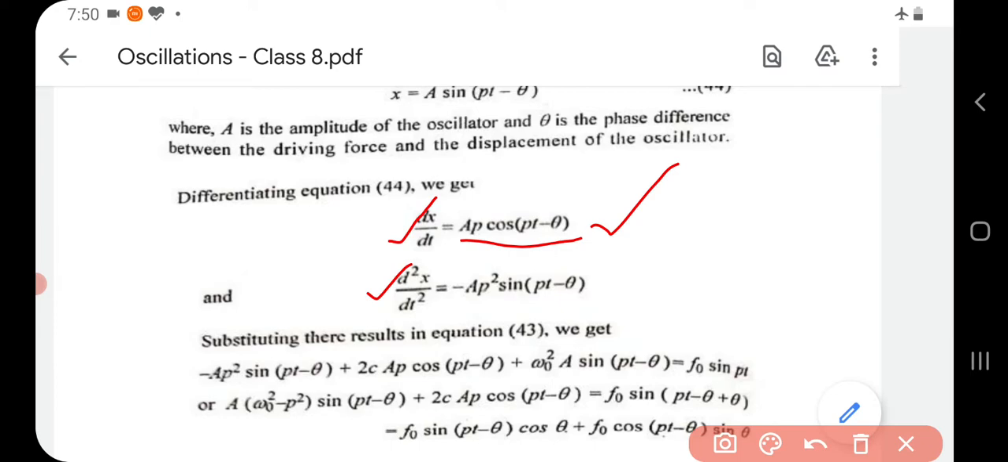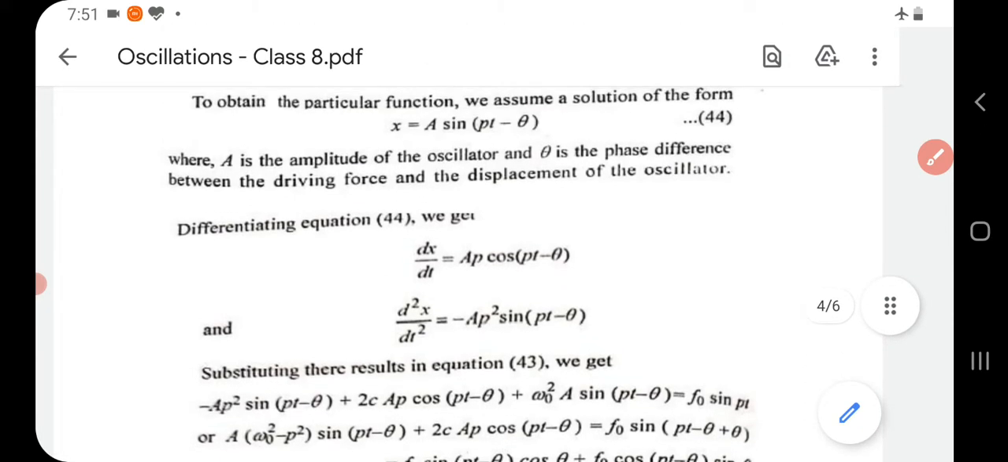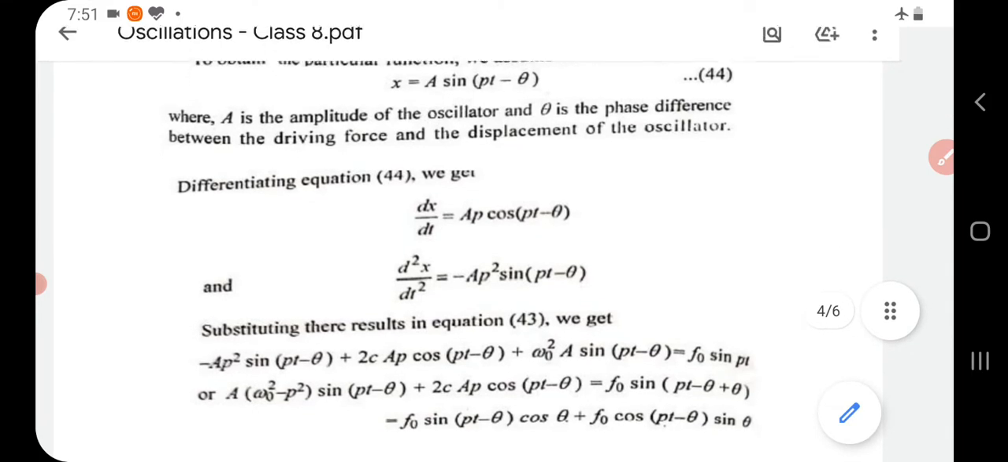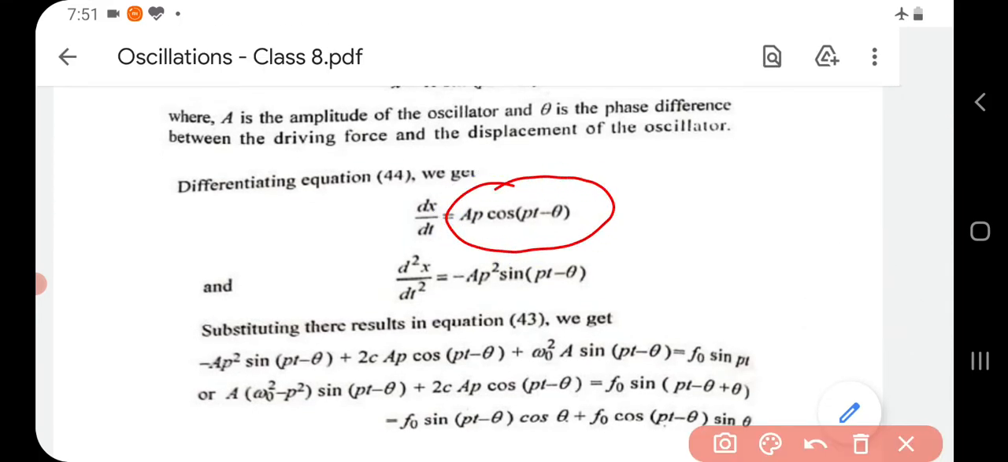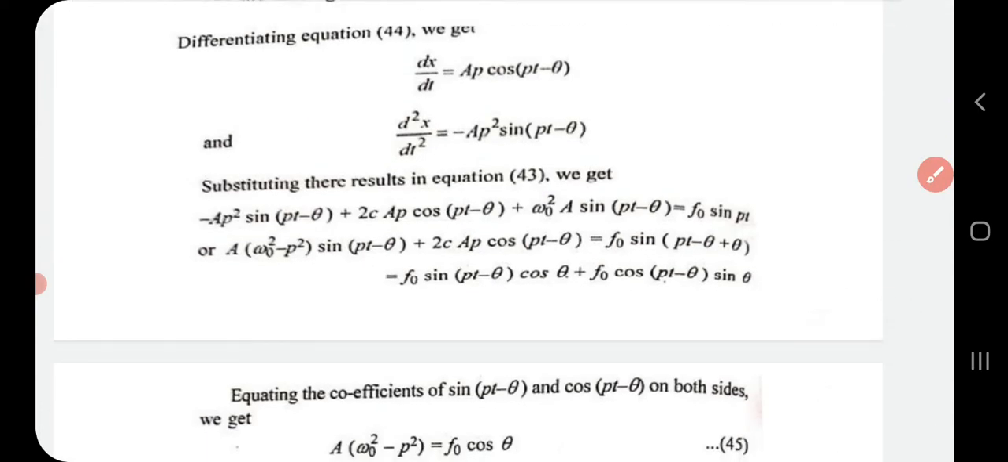Now you just substitute the values of x, dx by dt and d square x by dt square. These values you just substitute in equation 43. That is, in place of x you are going to write a sin(pt minus theta), in place of dx by dt you are going to write this, and in place of d square x by dt square you are writing this. So your equation 43 will now reduce to this. This is just substitution, nothing is confusing.